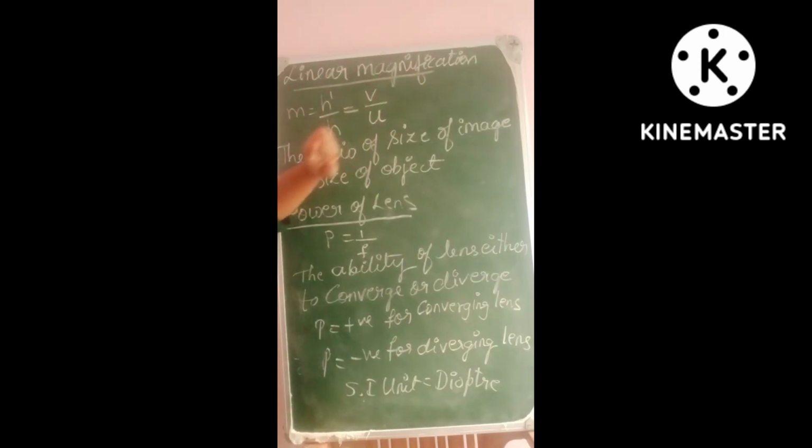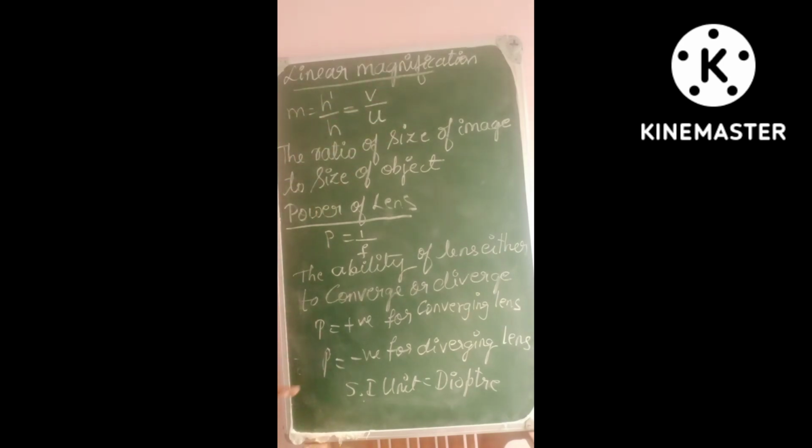Linear magnification, this is for the lens. Linear magnification M is equal to H dash divided by H, which is equal to V by U, where H dash is the size of the image and H is the size of the object. So the ratio of the size of the image to the size of the object is the linear magnification of a lens.